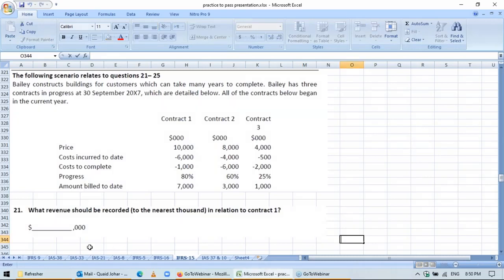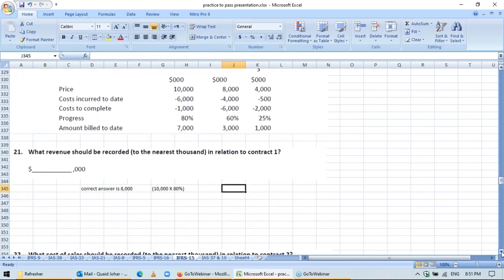So the correct answer is 8,000. I'm writing it this way because you have to mention it in thousands. And how do I arrive at 8,000? It is 10,000 multiplied by the progress of the work, which is 80%. Now, as 80% of the work has been completed, the company has provided 80% of the services to the buyer, so they can record this much, which is 8 million. So the correct answer is 8 million. Okay, moving on to question number 22.